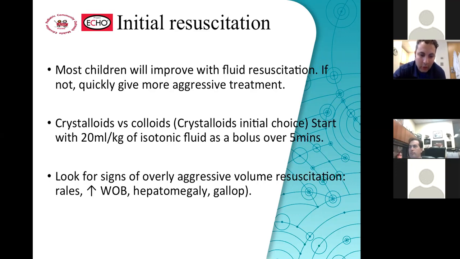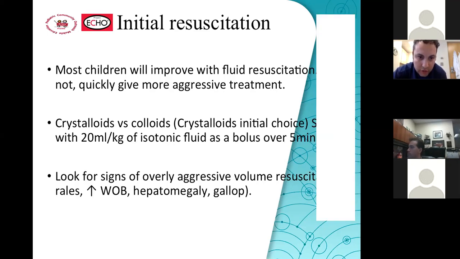So we always call it the art of resuscitation in peds. While in adults 30 may work for everyone, in peds it's very hard. Some kids may need up to 100 ml per kilo, while others may feel like they're getting already overloaded with 40 ml per kilo, and I want to move forward with my initiation of epinephrine in a cold shock or norepinephrine in a warm shock.